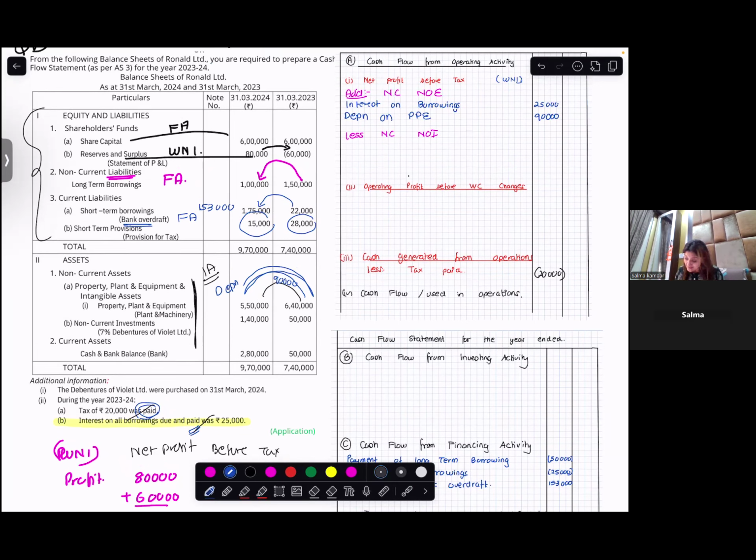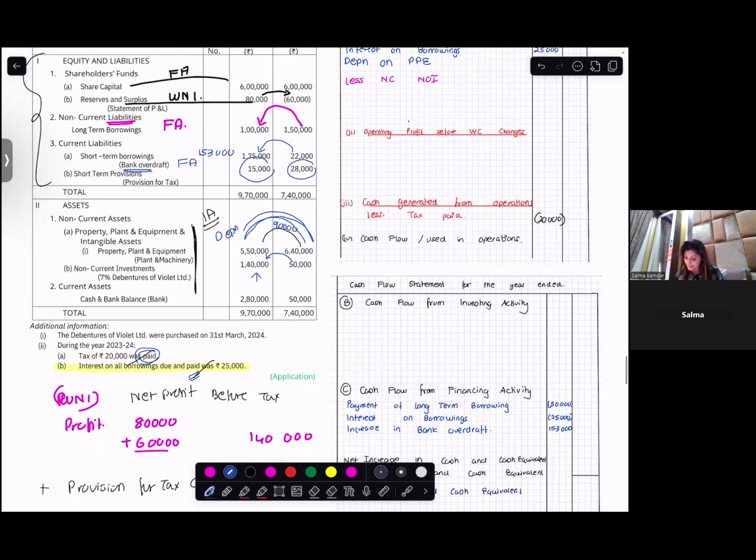Non-current investments: if I see there is an increase in the investments, how much is the increase? 140,000 minus 50,000. There is an increase in the investments of 90,000. So I will write purchase of non-current investments, which is 90,000, which will lead to an outflow.